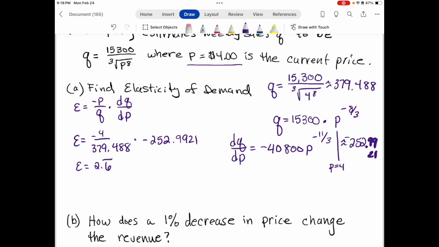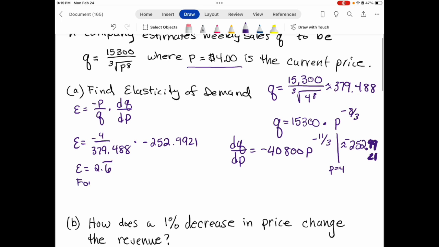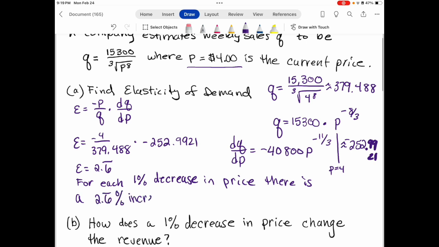Now, what does this mean? Whatever the value of your elasticity, that tells you how the quantity is going to change with respect to a 1% change in the price. So if one increases, the other one is going to decrease. So when I interpret what this elasticity of 2.6 means, this means for each 1% decrease in price, there is a 2.6 repeating percent increase in quantity.